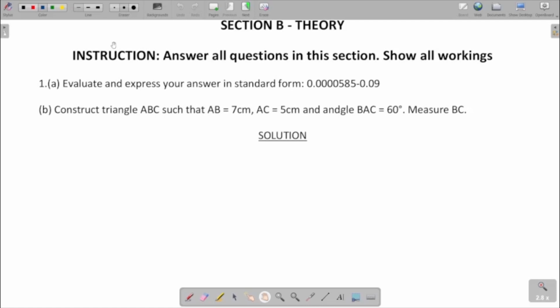Hello everyone. In this video, we'll be looking at the solution of the Beckett 2016 examination, Section B, theory section. The instruction says answer all questions in this section. Show your work. The first question says evaluate and express your answer in standard form.